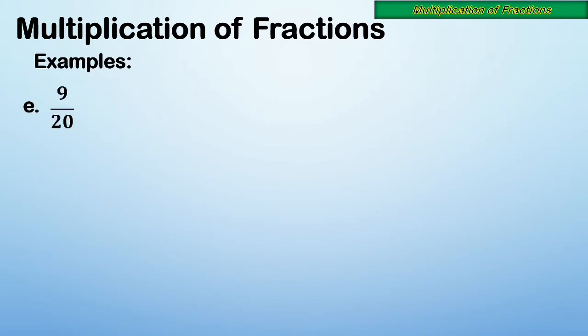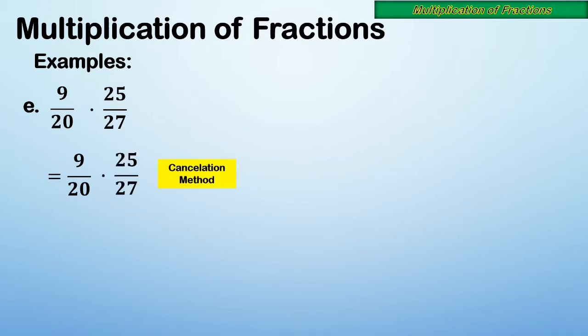Another example tayo, 9 over 20 times 25 over 27. We will use the cancellation method. Bakit? Kasi pagdating sa baba, kung hindi natin gagamitan ng cancellation method, parang ang laki ng number, tapos mahihirapan tayong mag-simplify kasi hahanapin natin yung greatest common factor na masyadong malaki na yung mga numbers. Dito pa lang, habang maliit pa yung mga numbers, isi-simplify na natin.